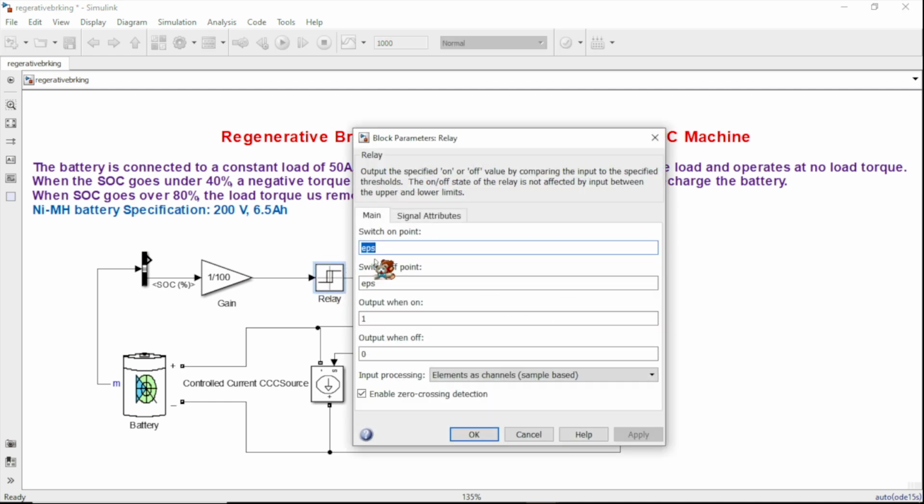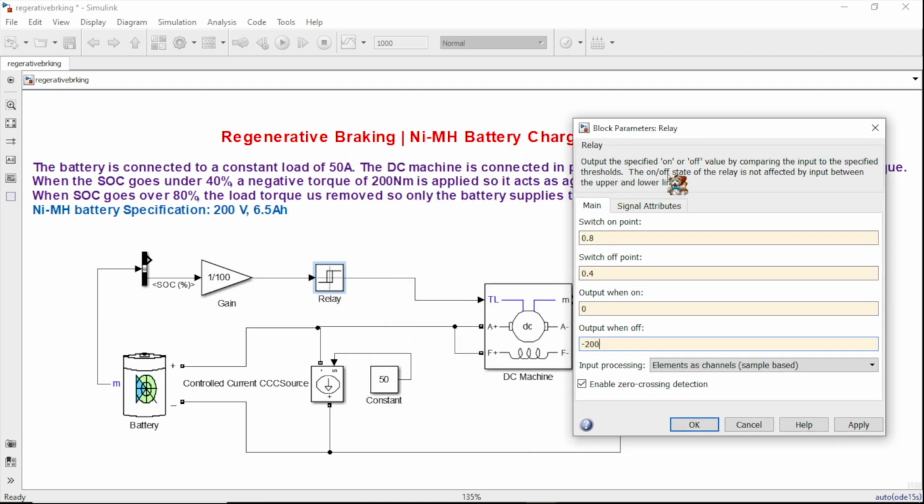So double click on it. Here you can see I am taking the switch on point when the SOC is 80%, meaning 0.8. The output will be 0. When the switch off point is 0.4, the output will be minus 200. Its meaning is when the SOC is 80%, the torque will be 0. When the SOC is 40%, at that time the torque will be minus 200 Newton meter. Okay, just I am applying.